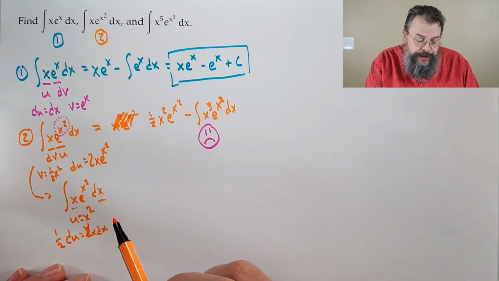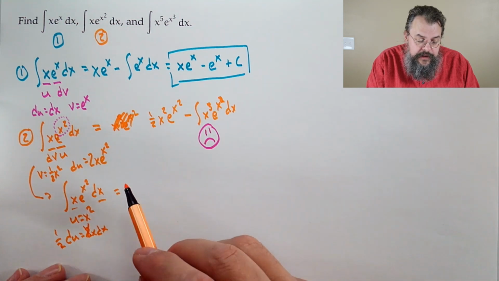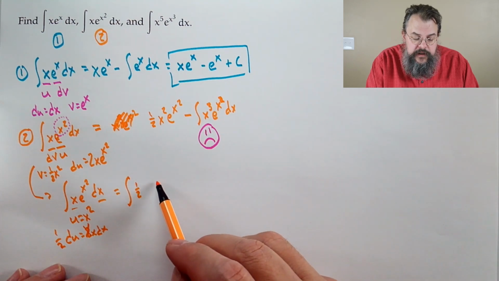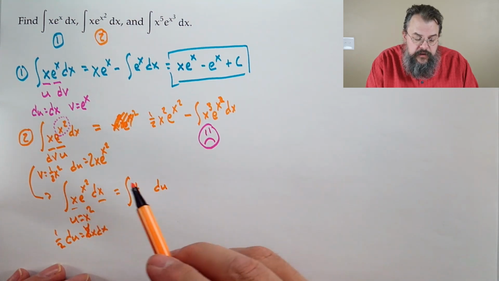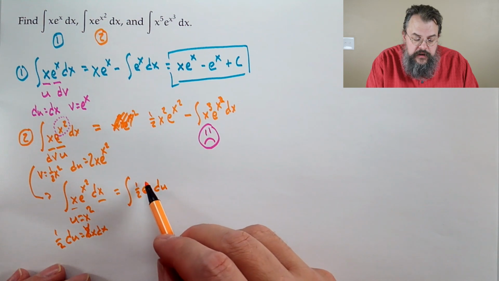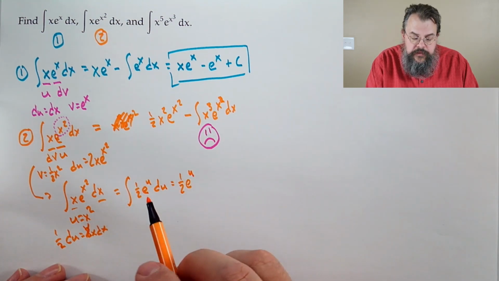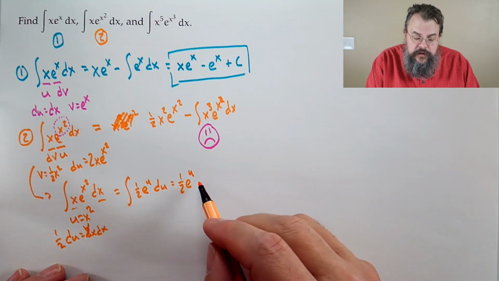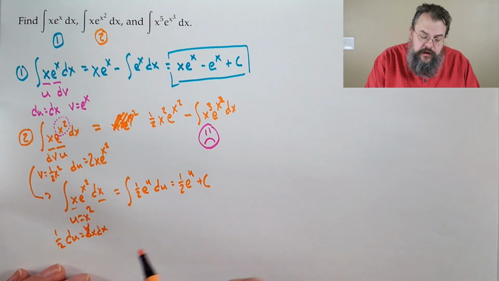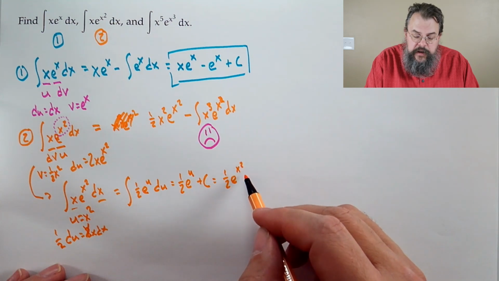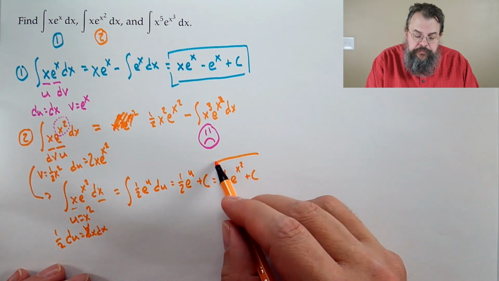I can just move the 2 across, make it a half du equals x dx. And so, what do we have? Well, this is the integral of the x dx becomes a 1/2 du, e to the u. So this is 1/2 e to the u, that's the antiderivative, plus c, and then of course substitute back what u is. So 1/2 e to the x squared plus c.